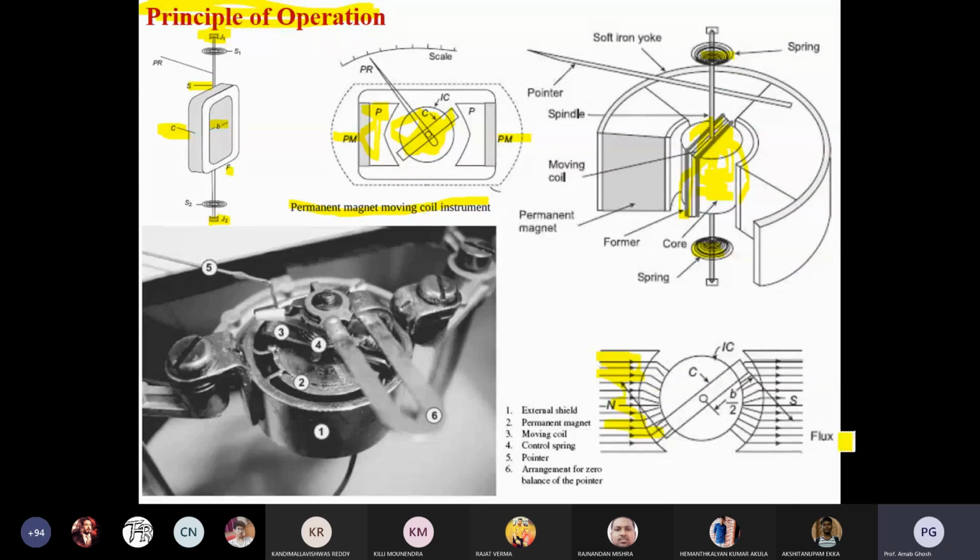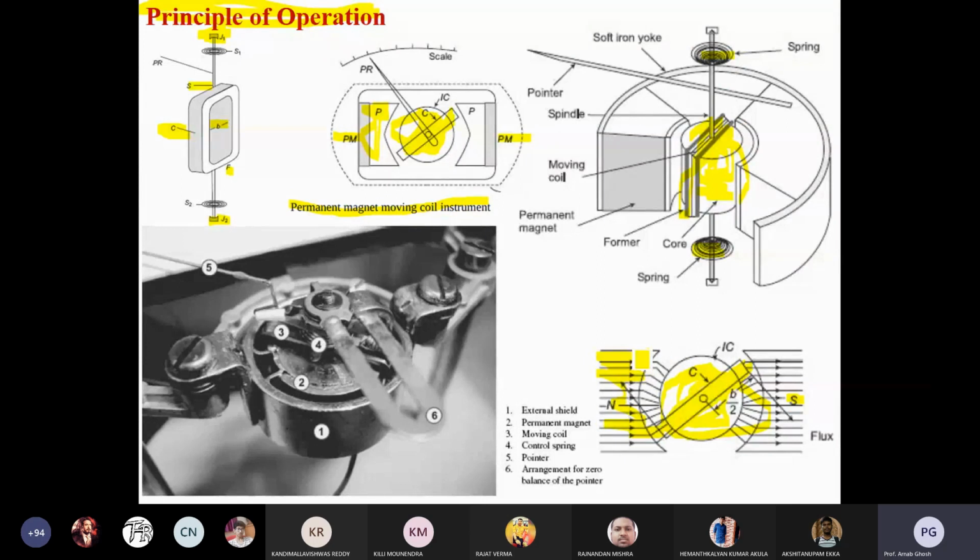You can see the fluxes coming inside the coil, and again going outside the coil and coming to S, the south pole. If the flux lines are passing through this coil, there is a cut of flux. Due to the cut of flux, what happens? One circulating current will be there inside the moving coil.